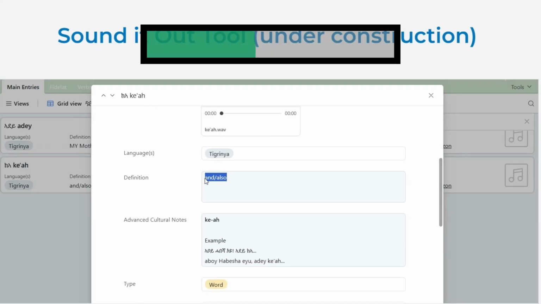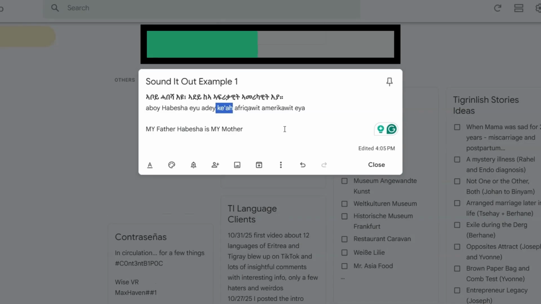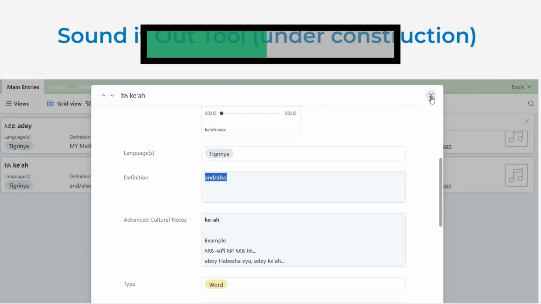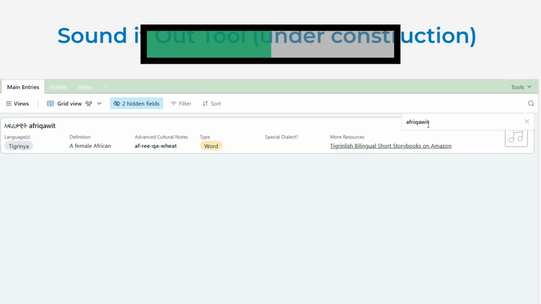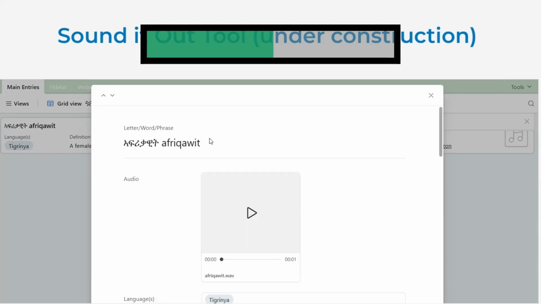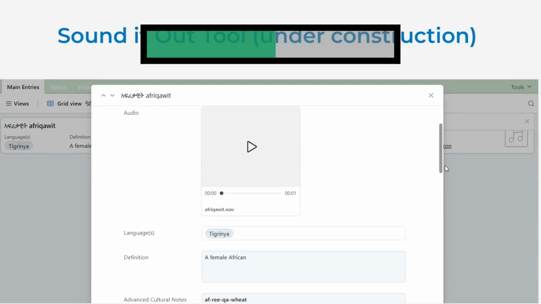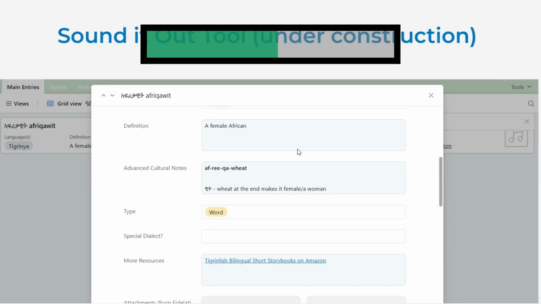And or also, we'll be able to figure out from the rest of the sentence which one it is. Next word. Searching again with Latin letters. Got to scroll down for the meaning. A female African.